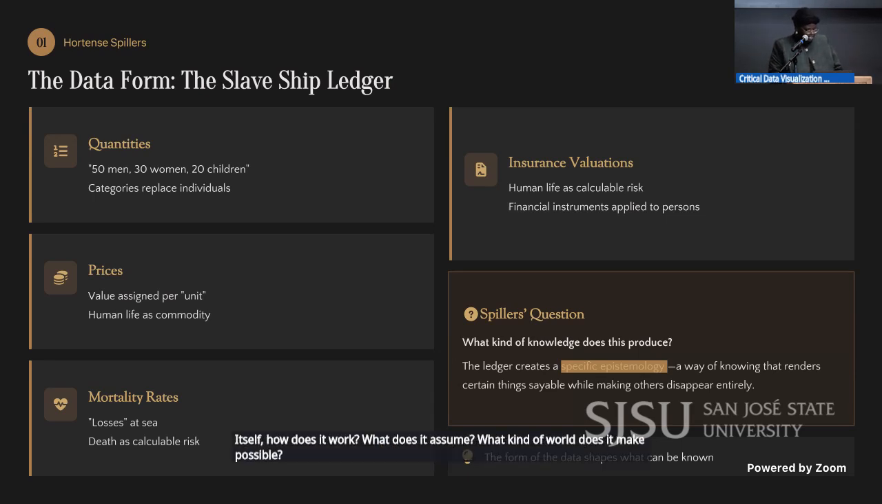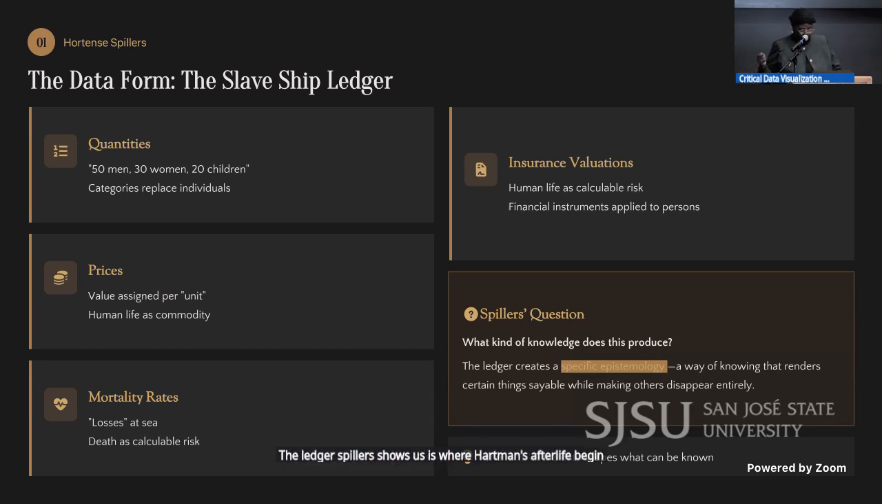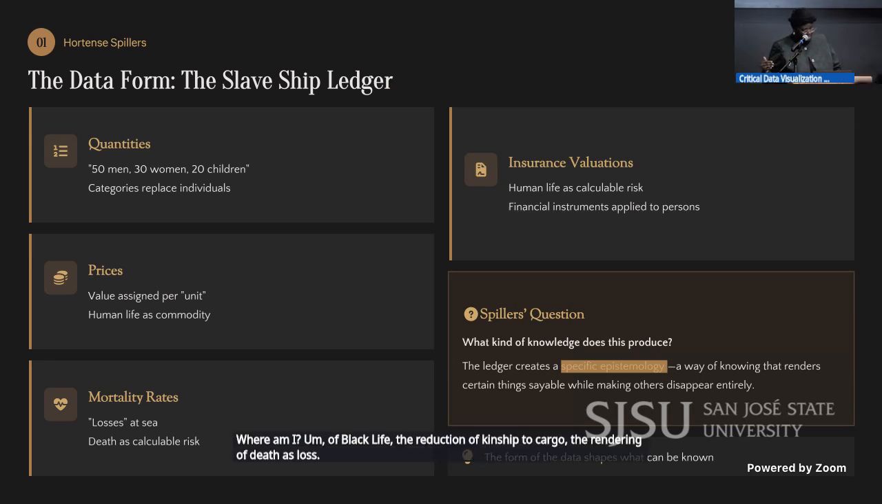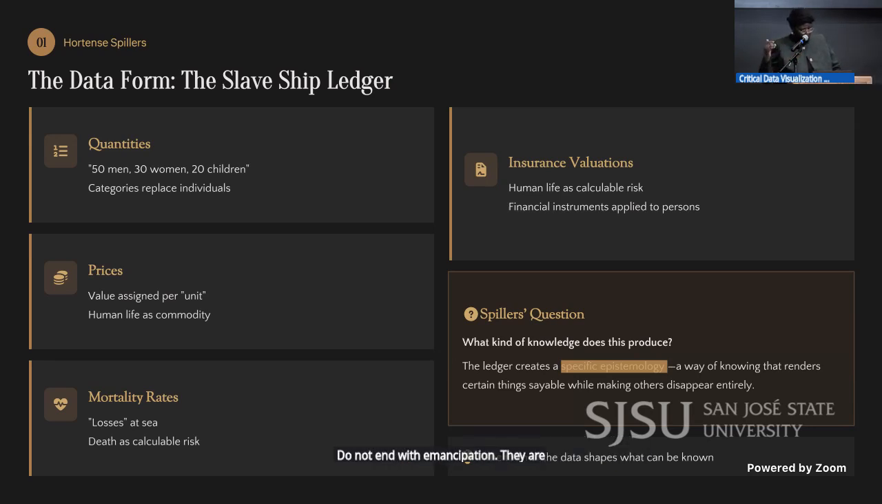The ledger Spillers shows us is where Hartman's afterlife begins. The forms invented there, the fungibility of Black life, and we're going to get into that term a little later because it's a very important term, the reduction of kinship to cargo, the rendering of death as loss, do not end with emancipation. They are transferred. They become the forms of modern data today.